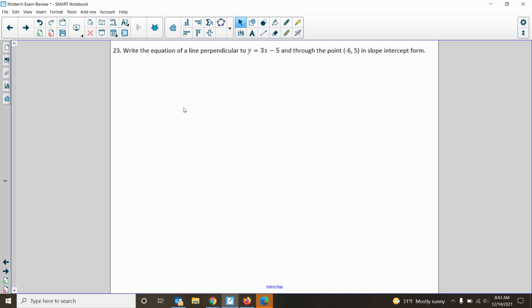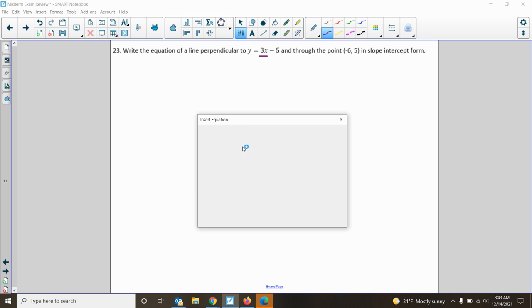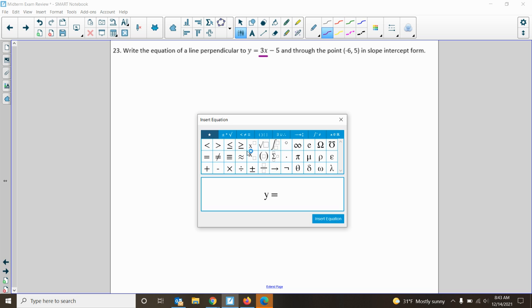23, write the equation of a line perpendicular to y equals 3x minus 5 and through the point negative 6, 5, in slope-intercept form. Well, let's talk about perpendicular lines. Perpendicular lines have opposite reciprocal slopes. We just saw that in the last question. The slope of this line is 3. The opposite reciprocal of 3 is negative 1/3. And so that means that our line has to take the form y equals negative 1/3 x plus b.